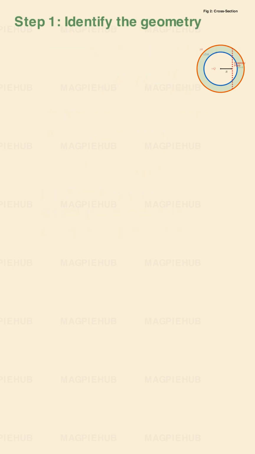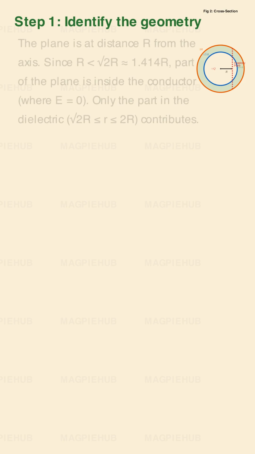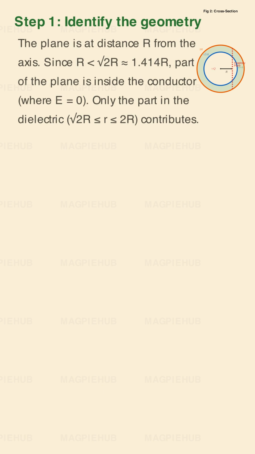Step 1. Identify the geometry. The imaginary plane is at perpendicular distance r from the axis. Since r is less than √2r, part of the plane lies inside the inner conductor where the electric field is 0. Only the portion of the plane that passes through the dielectric region, where R is between √2r and 2r, contributes to the flux.